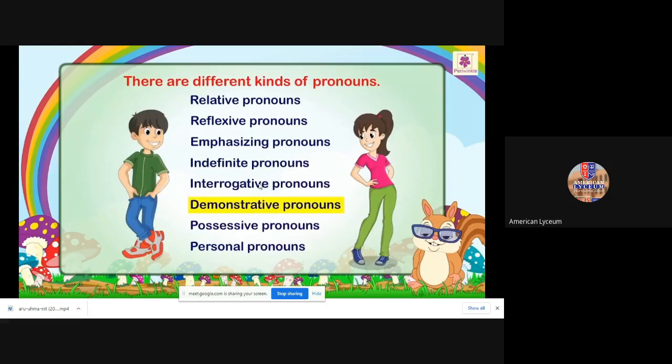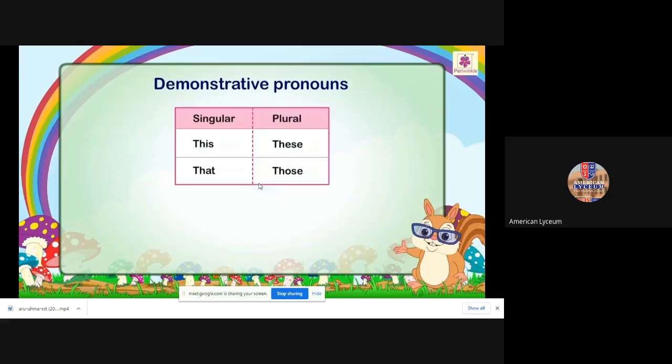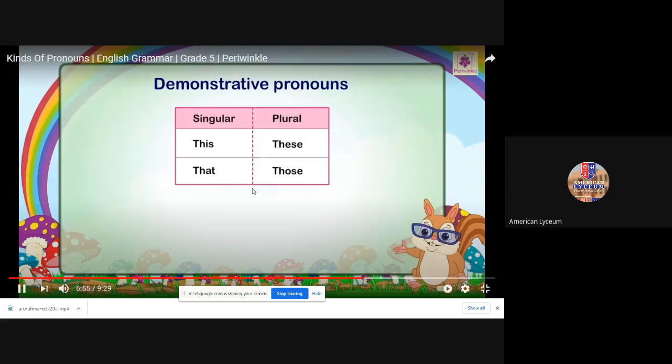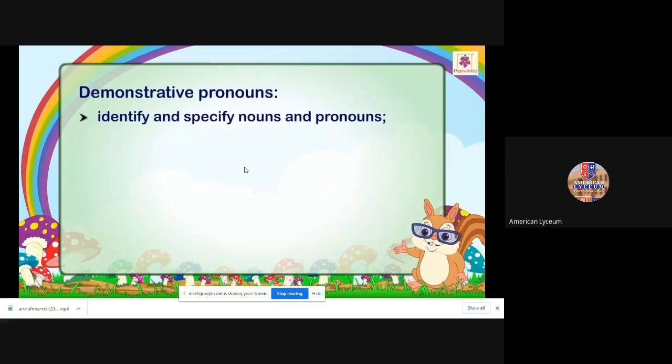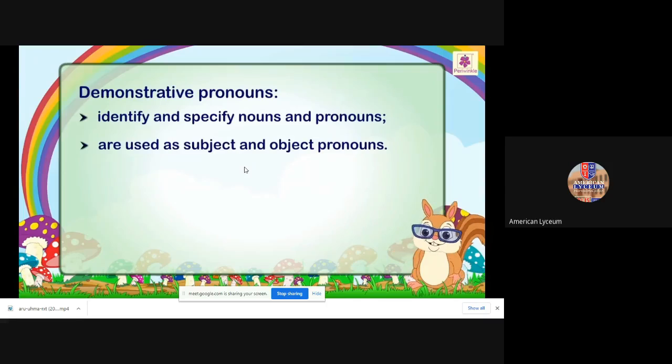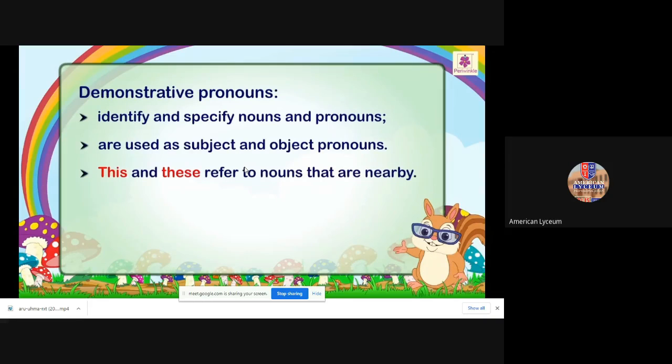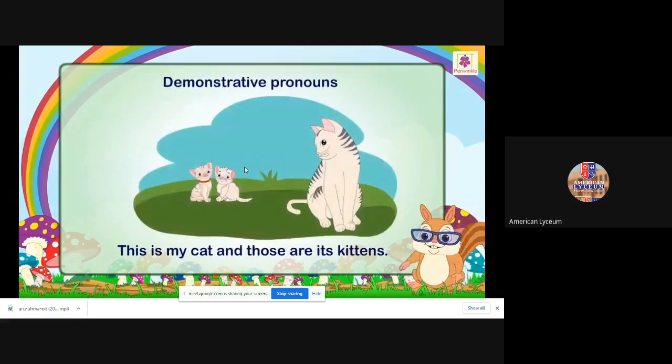Demonstrative pronouns. The following words are called demonstrative pronouns. Words like this, that, these, those are demonstrative pronouns. Usage: they identify and specify nouns and pronouns. They are used as subject and object pronouns. This and these refer to nouns that are nearby. That and those refer to nouns that are far. For example, this is my cat and those are its kittens.